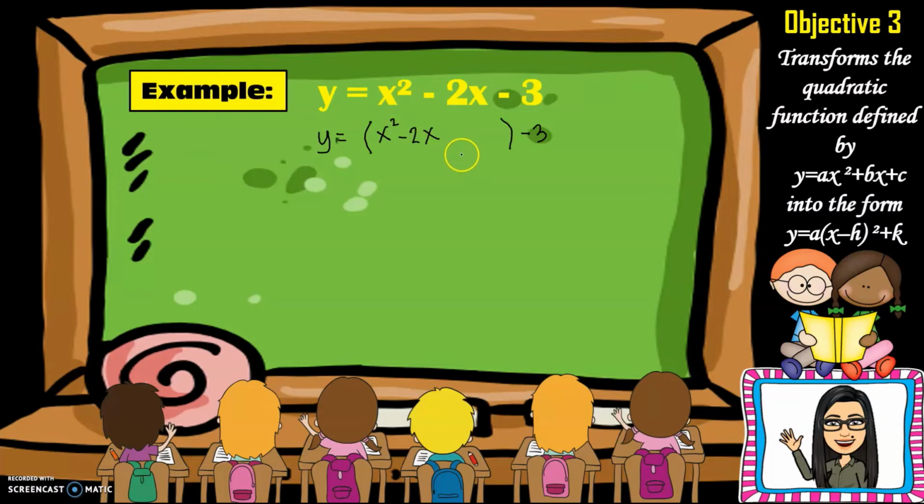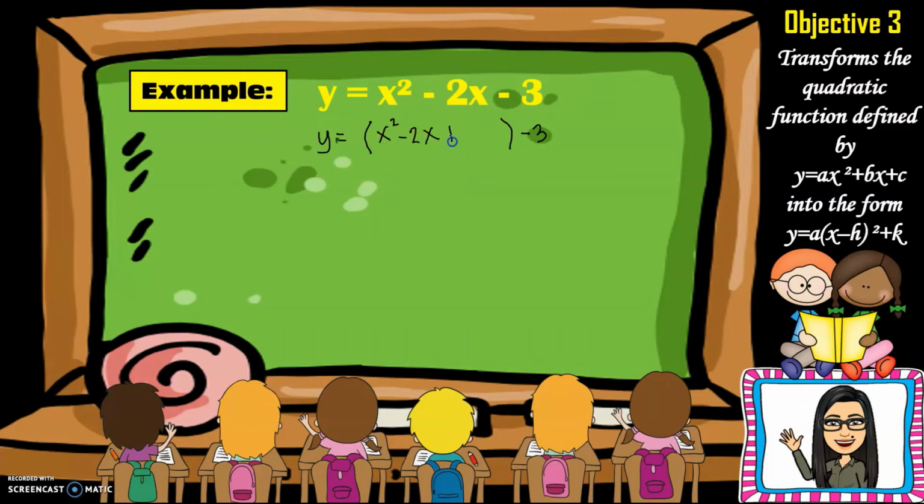So, the next step says we need to factor out a. But if a is 1, we will proceed now with step 3. Since in our given, a is 1, the numerical coefficient of our quadratic term, that is a, right? So, since it is 1, we will proceed with step 3. In step 3, it says make the expression in the parentheses a perfect square trinomial. So, we will make this a perfect square trinomial.